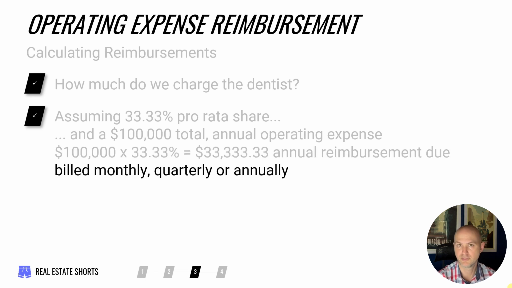Now that amount of $33,333 annually can be billed monthly, quarterly, or at one time at the end of the year. But however it gets worked out, this is typically the process for how we calculate that amount altogether.